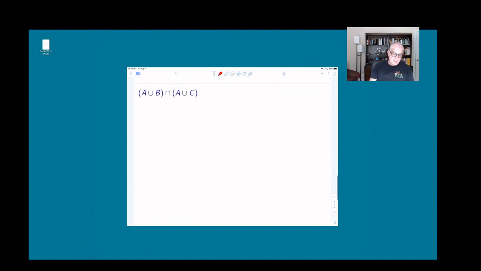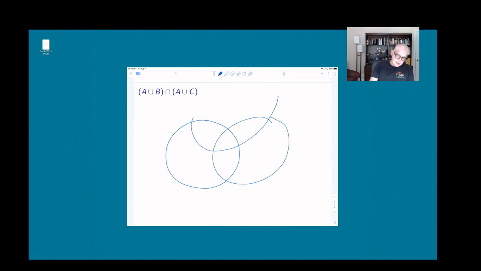Here's a little bit trickier one. A union B intersect A union C. So I'm going to draw the three circles again. Here's one, here's two, and here's three. It's not really a circle, kind of a weird shape. And let's start with A union B. So A union B are the points that are in either A or B. So this region here is in A, so it's in A union B.